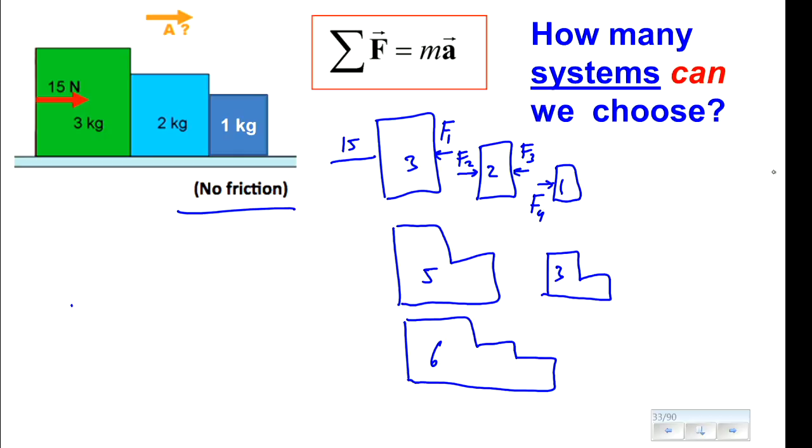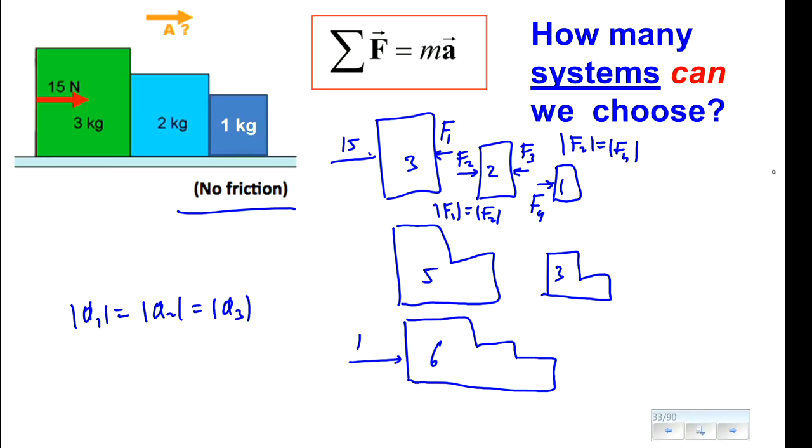Tensions, well, of course, all accelerations are equal to each other. This is what we call the coupled motion. They are coupled. And what about forces? Well, Newton's third law says the magnitude of this force should be equal to the magnitude of this force. Action, reaction. Right, 15 should be here.